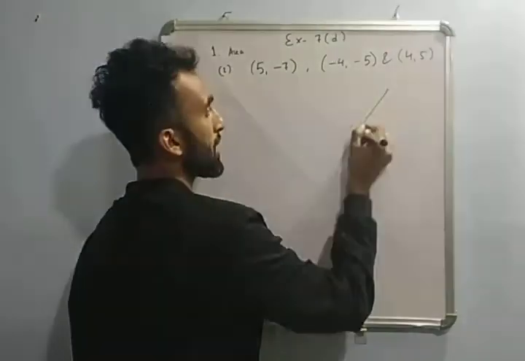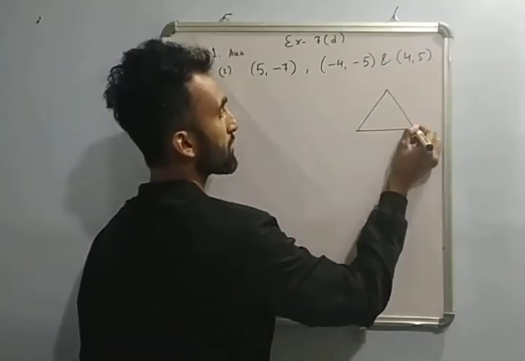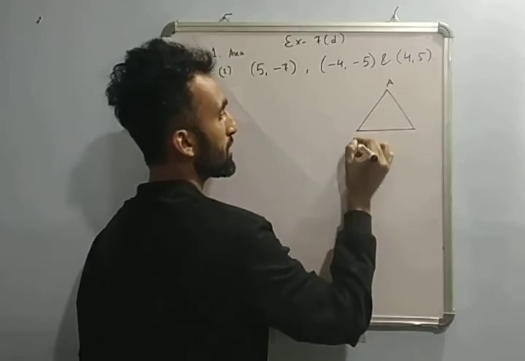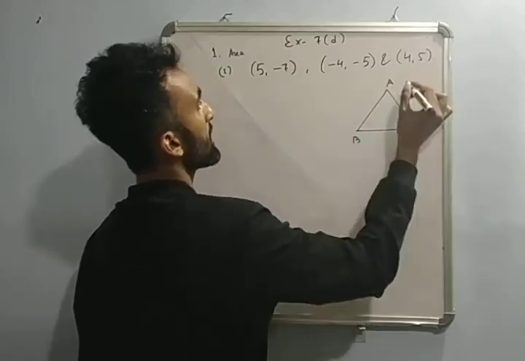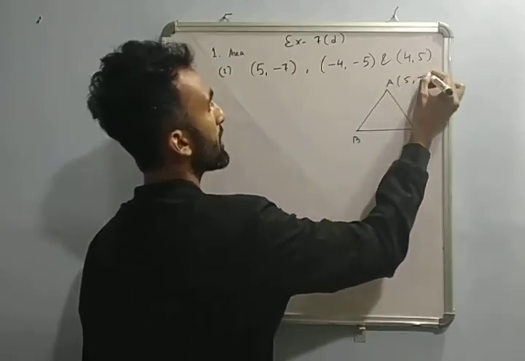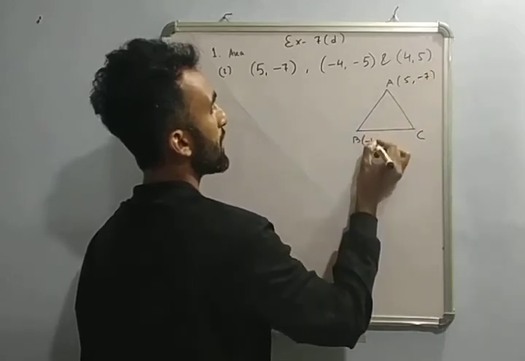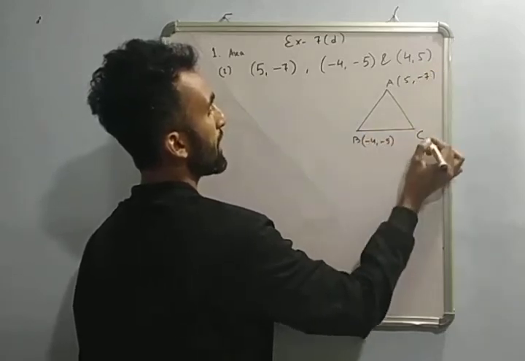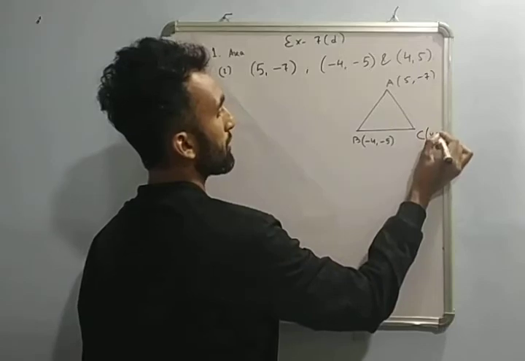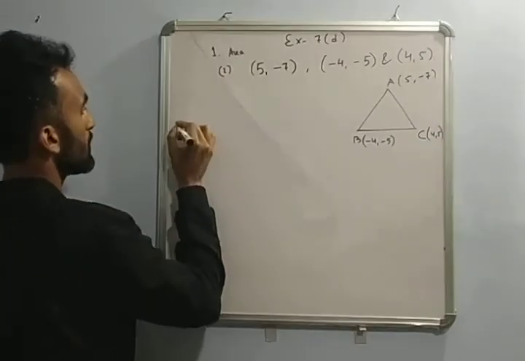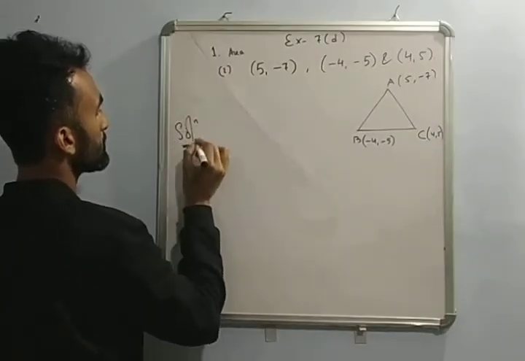Remember, three vertices make one triangle. In a triangle there are three vertices only. You can take this one as A (5, minus 7), B is (minus 4, minus 5), and C is (4, 5). You can take it like this. And what will you write here? Solution.